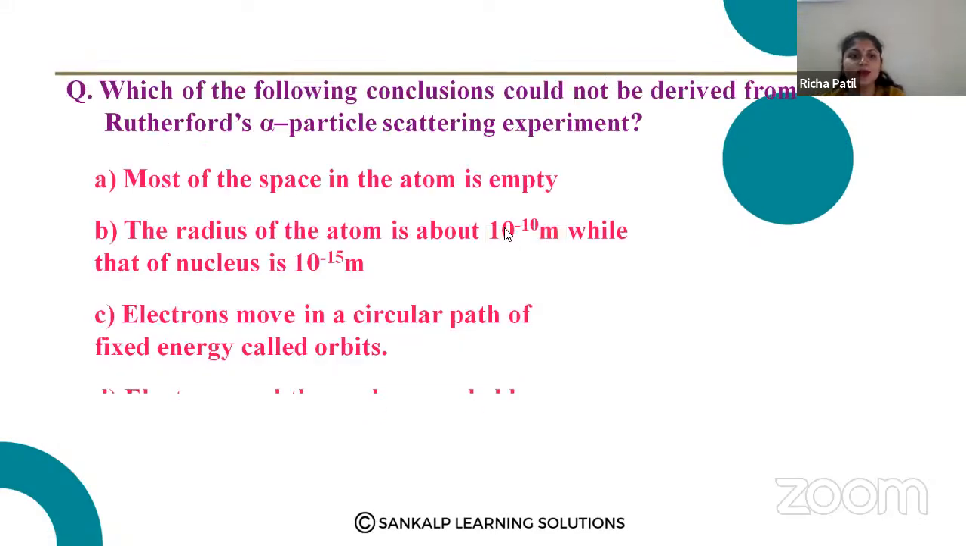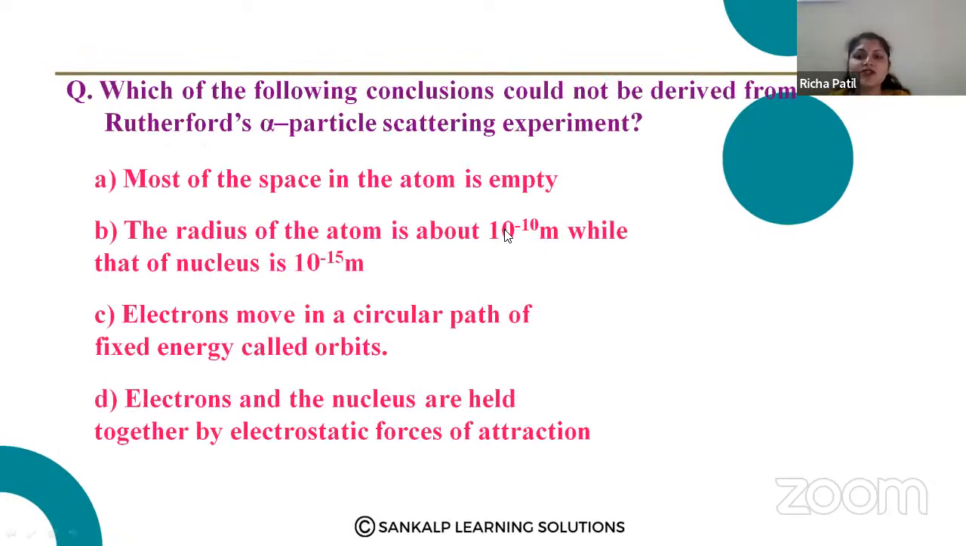So we'll solve some problems. Which of the following conclusions could not be derived from Rutherford's alpha particle scattering experiment? Which was the conclusion he could not derive? Most of the space in the atom was empty. He said that. The radius of the atom is 10 raised to minus 10, while that of the nucleus is 10 raised to minus 15. So the atom's radius is larger and the nucleus is embedded somewhere in the center, very small. So this is also correct.